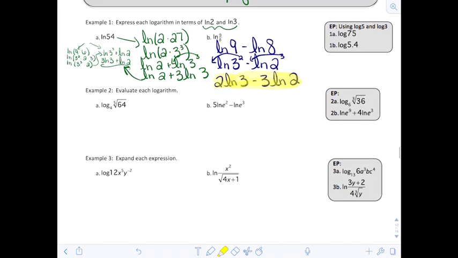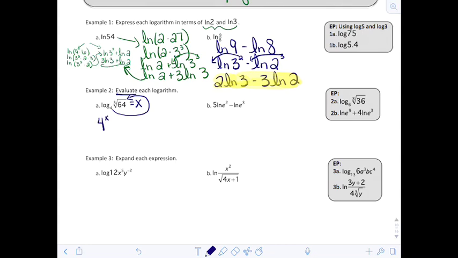Okay, in example 2, we're going to evaluate each logarithm. So this means to find the value of the log base 4 of the 5th root of 64. We're going to set that equal to x because we want the value and we don't know it, so that would be our variable. Now I'm going to rewrite this as an exponential. Start at the base, and I'm going to loop around with that scorpion tail. 4 to the x power equals the 5th root of 64.